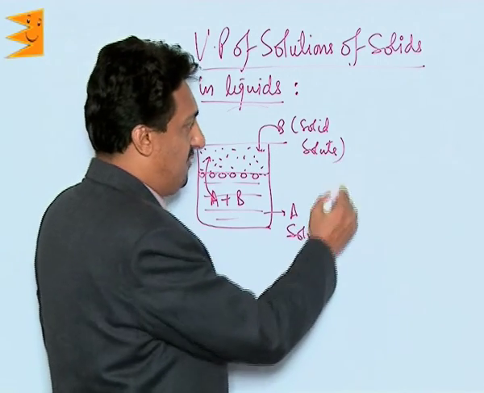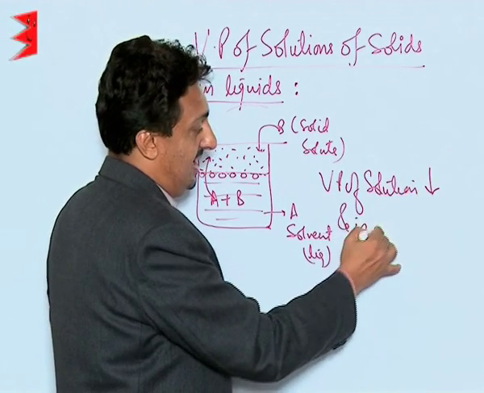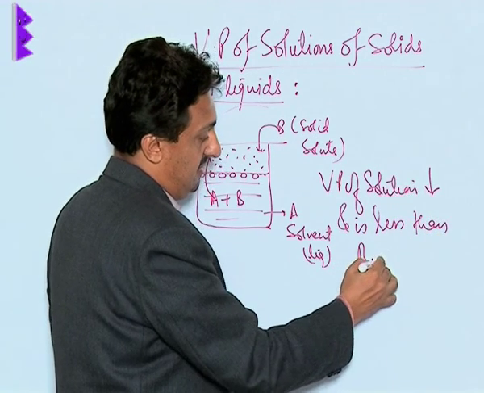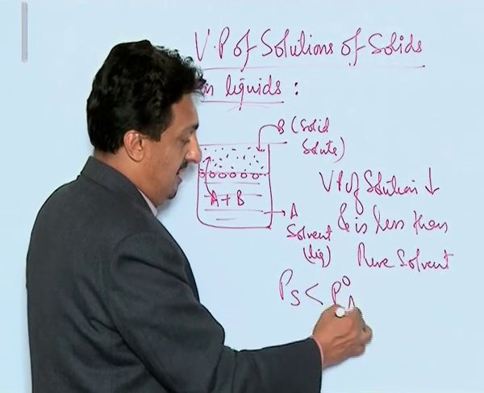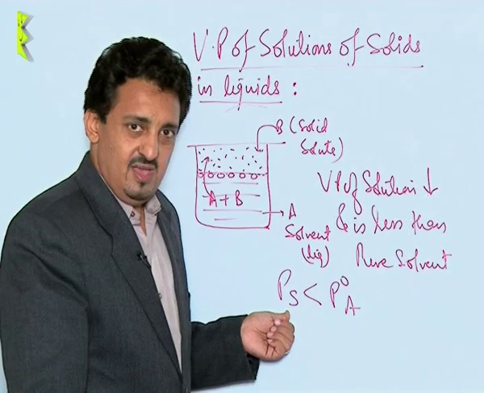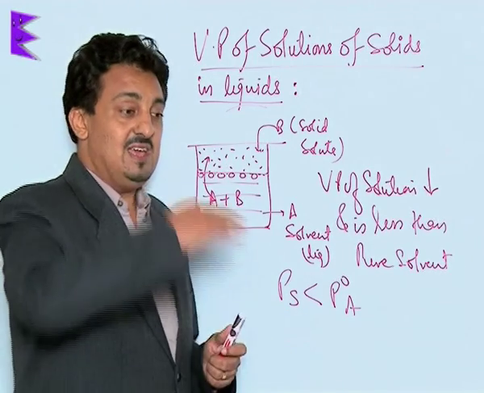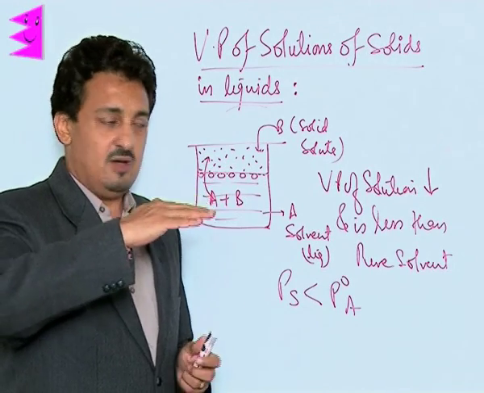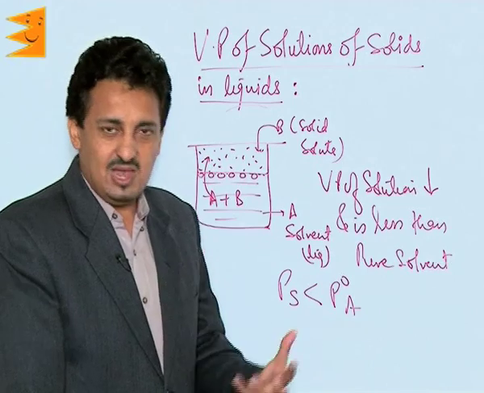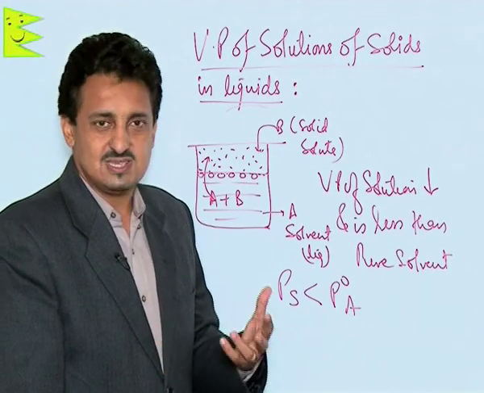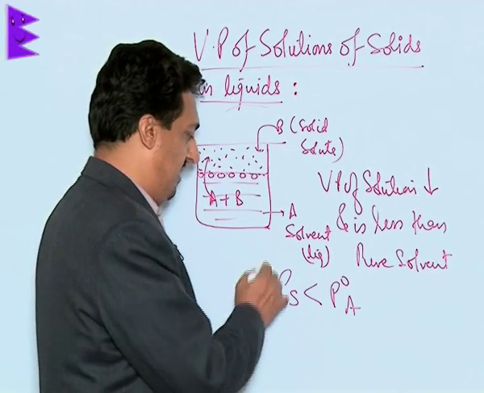Therefore, the vapor pressure of the solution decreases and is less than that of the pure solvent. So we can immediately write PS is less than P naught A. The vapor pressure of a solution having solid solutes in liquid solvents is less than the pure solvent. The reason is that the surface area available for evaporation of the solvent molecules becomes less, because now the B molecules are also on the surface. And the B's are solid solutes, they are not going to evaporate or vaporize. So fewer molecules of A are available, and lesser is the vapor pressure. This is the basic fact: the vapor pressure gets lowered.